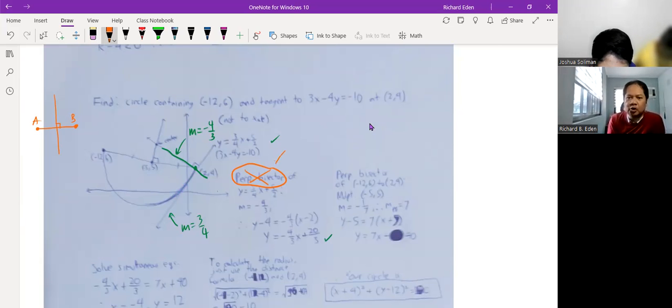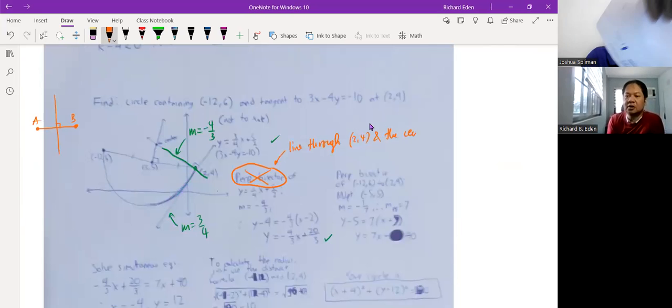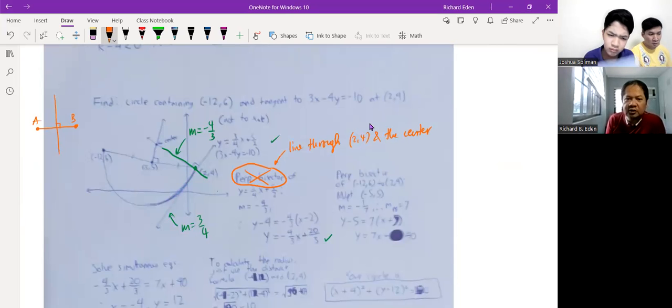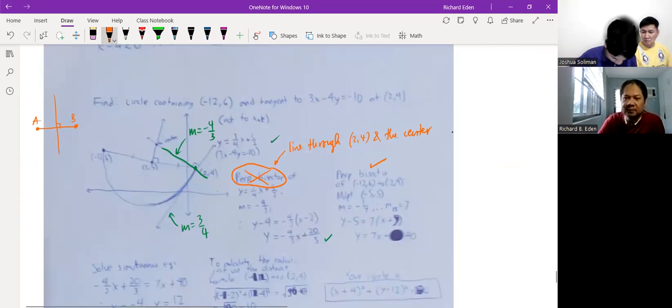So I would describe the line in green as the line through 2, 4 and the center. Okay, the equation is correct. It's just the term that you used. Now I see here perpendicular bisector of negative 12, 6, the other point, and 2, 4. That is appropriate use. So negative 5, 5.